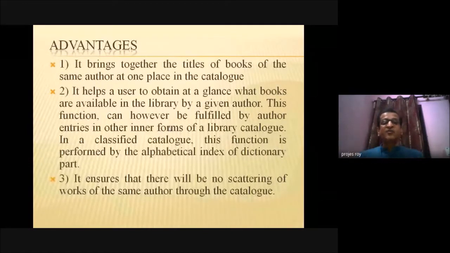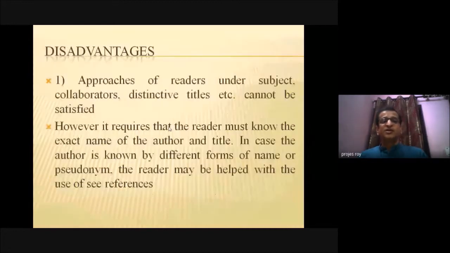So it's a kind of author catalog. You can identify the number of books written by one author. It helps you to obtain a glance of the books. It ensures that there will be no scattering of the work of the same author through the catalog. These are the advantages of that. What are the disadvantages of that? This is important. Approaches of the reader under subject, collaboration, distinctive titles, etc., cannot be satisfied.